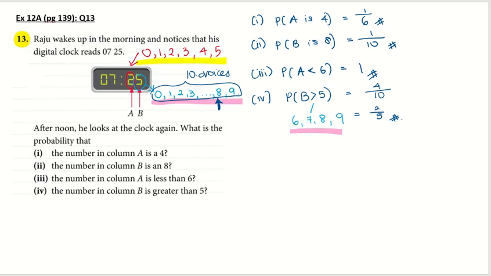Okay, for probability, always try to leave your answer in fraction as much as possible. But of course, if it's exact, you can also give it to me in decimal. It's not a problem.